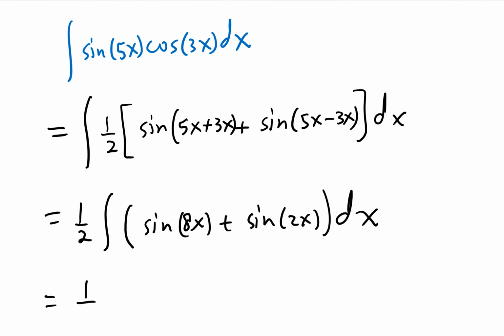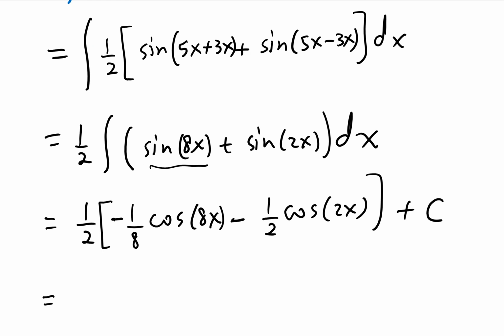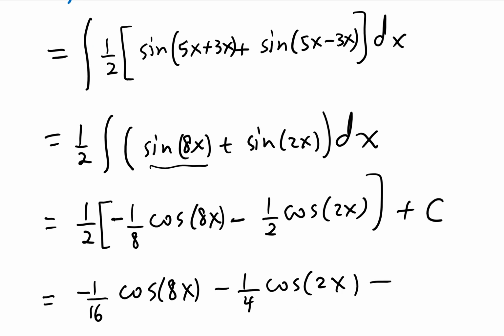I can integrate the first one as 1/8 with the minus cosine 8x, and 1/2 cosine 2x with the minus, and don't forget the plus c. So this looks like sine mx, it's 1/m. Now we multiply the 1/2 in: negative 1/16 cosine 8x, negative 1/4 cosine 2x, plus c.